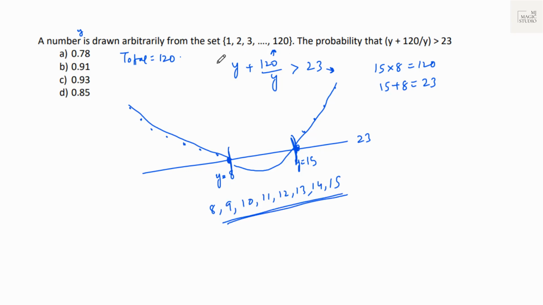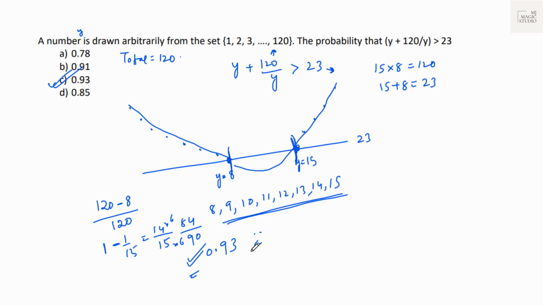That is 8 values out of these 120 values which will give you the left hand side either 23 or less than 23. So we just need to delete them from our system. So the required probability is 120 minus 8 by 120. That is 1 minus 1 by 15, which is 14 by 15. If I do it, it becomes about 0.93. Option C is the pick.